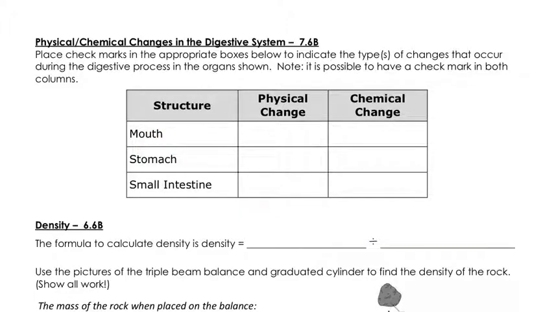So this structure is going to have either a check mark here or here, depending on if it's one or both. Some of these could have one in both columns. So think about the difference between a physical change and a chemical change. You're talking about the digestive system, and that'll help you fill out that chart.